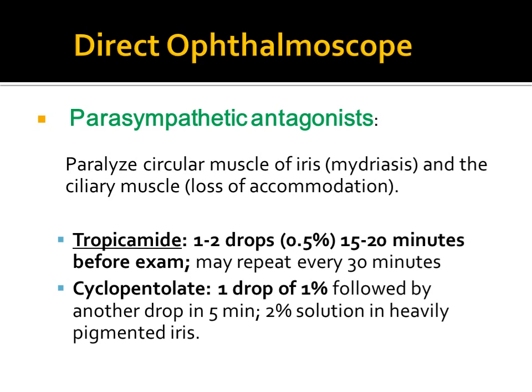Now, what do they do? They paralyze the circular muscles of the iris and cause mydriasis, and also paralyze the ciliary muscles and cause loss of accommodation. Now, while using tropicamide and cyclopentolate, we have to take the history of whether the patient has any hypertension or whether the patient is pregnant, all these things, to rule out various diseases.